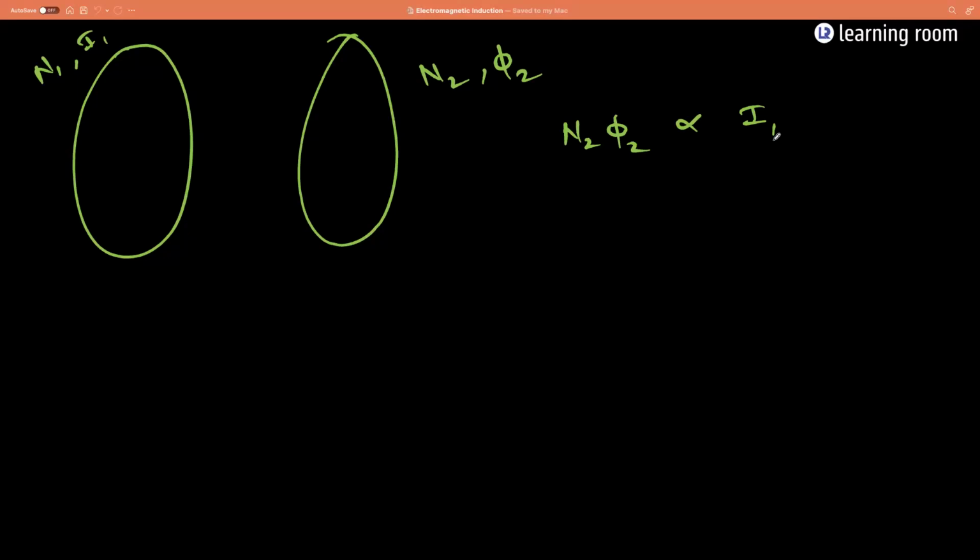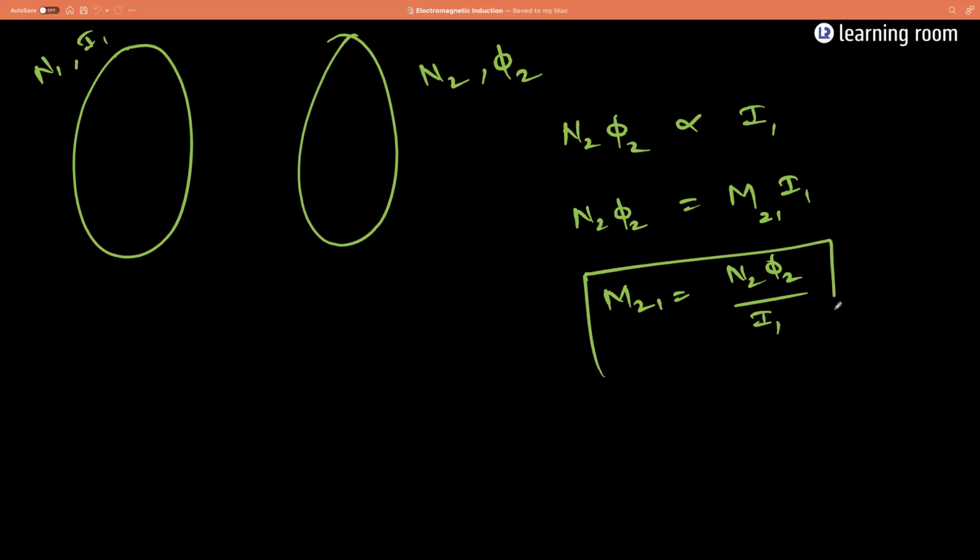Yes, sir. Whereas in the previous case, what did we do? The flux linked with the coil is directly proportional to its own current. So N2 Phi2 is directly proportional to I1. So N2 Phi2 will be equal to M times I1, where this M is what is called mutual inductance, but this M will have a prefix 2-1. So what is this M21 going to be equal to? It is going to be N2 Phi2 divided by I1.